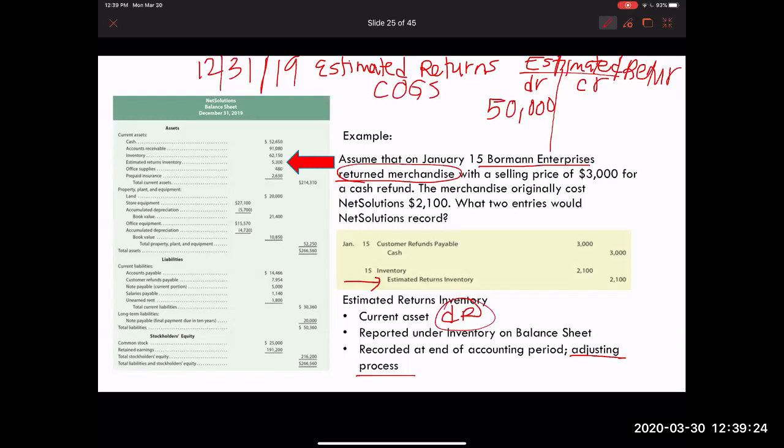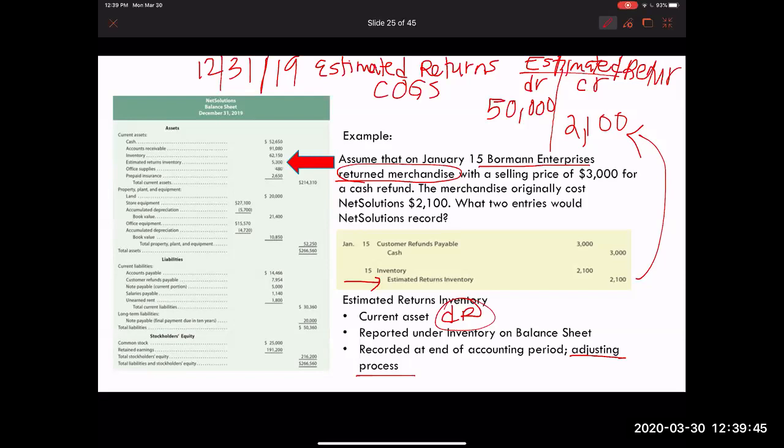So we'll get into what the adjusting entry looked like. But when it was time for the customers to return the inventory, that returned inventory was applied here, the $2,100.